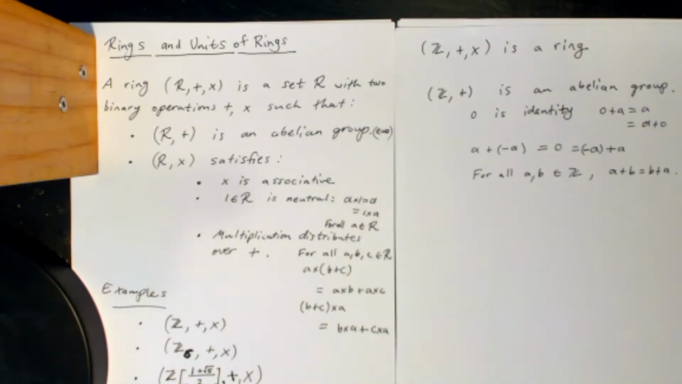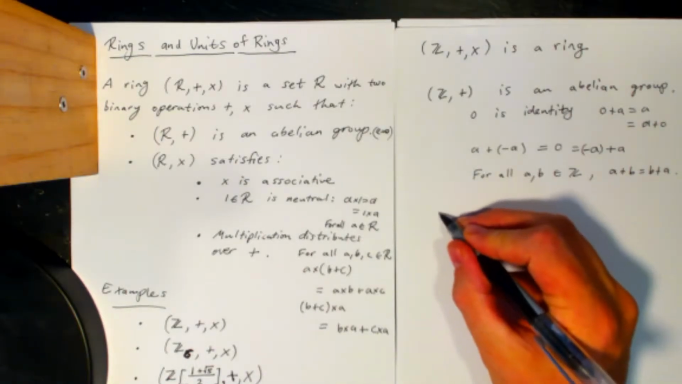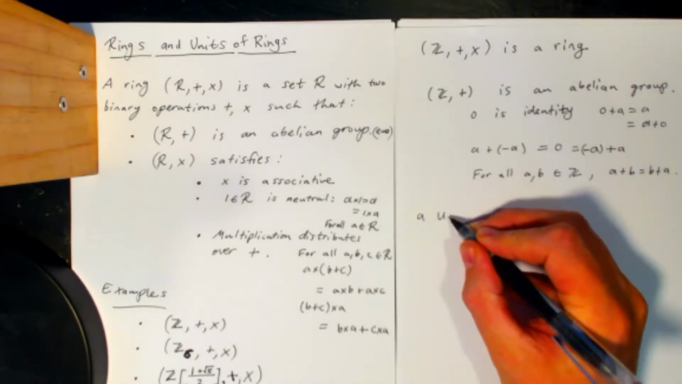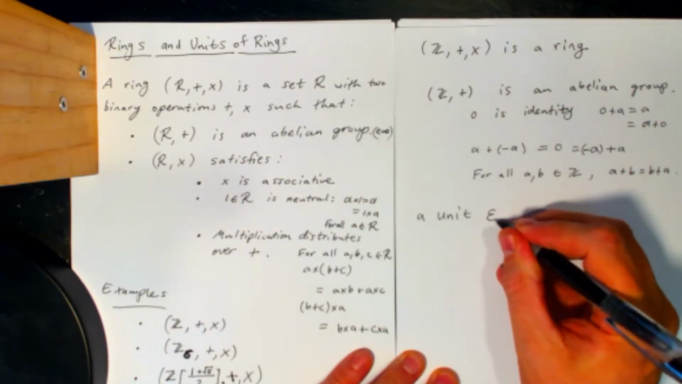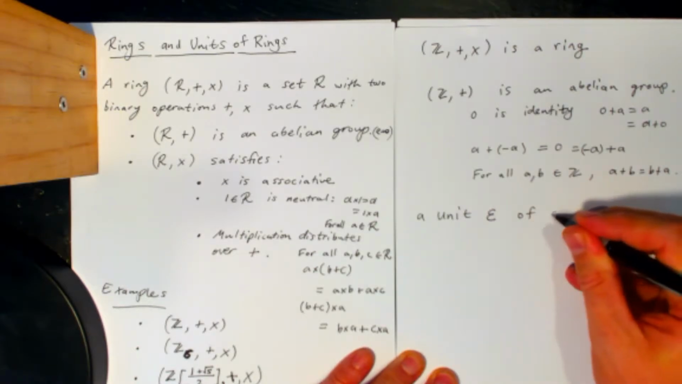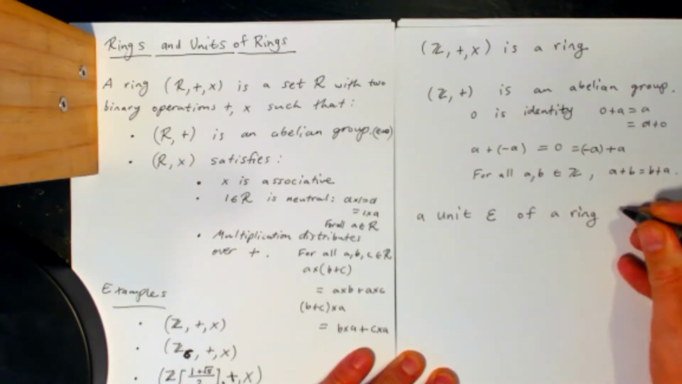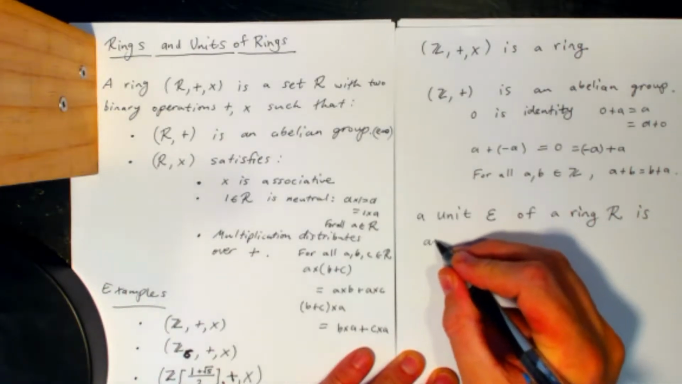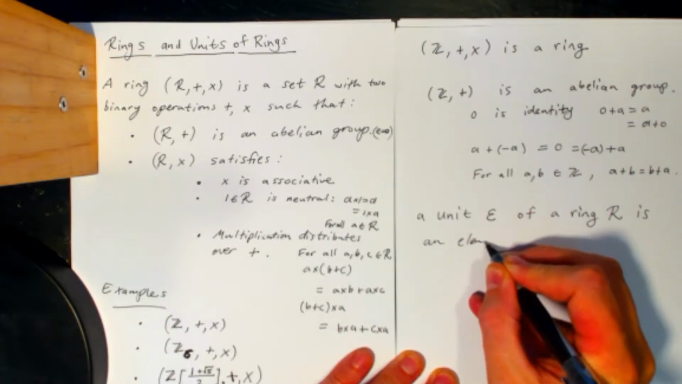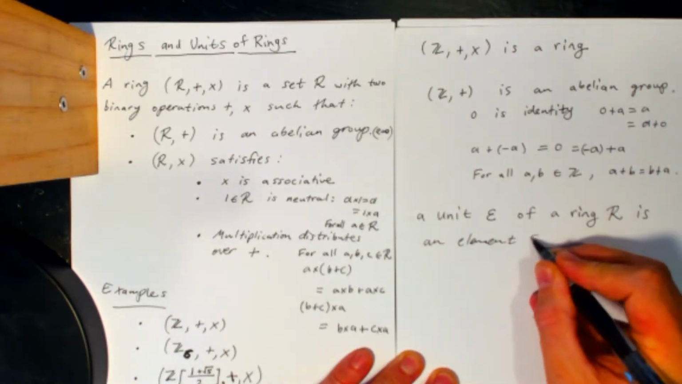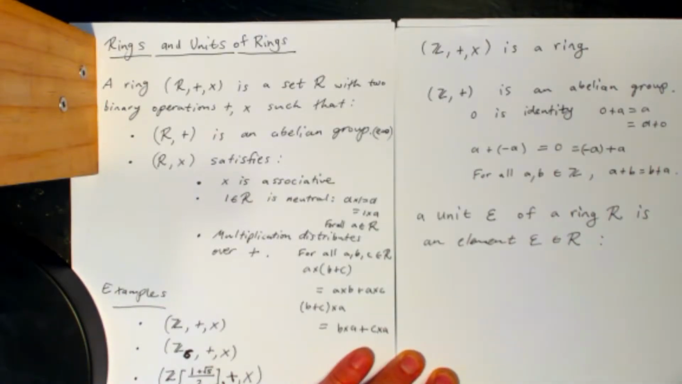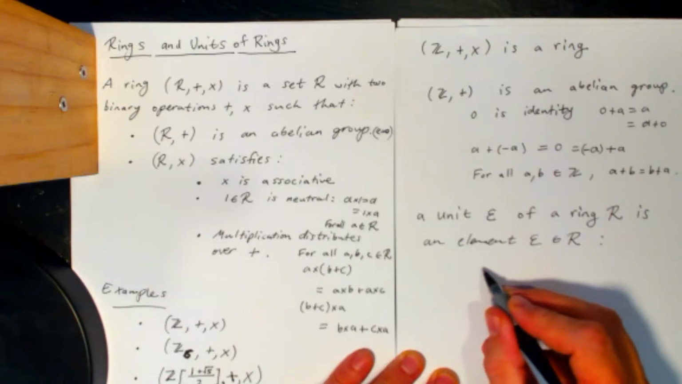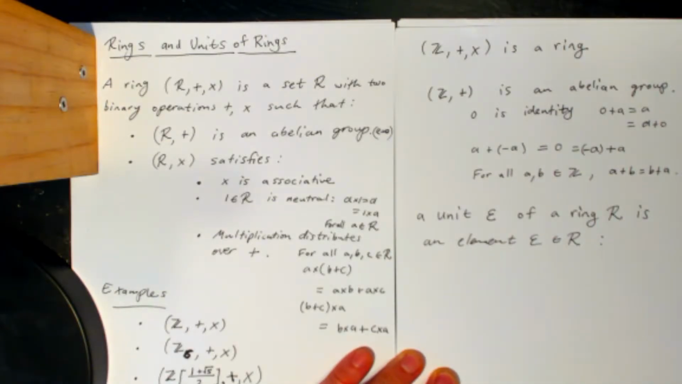Okay, so this is an example to consider the units. So a unit, let's just put epsilon, of a ring R is an element of that ring satisfying that there exists a multiplicative inverse.